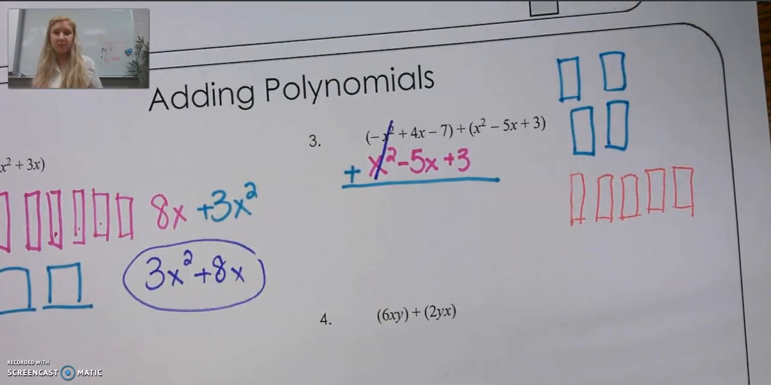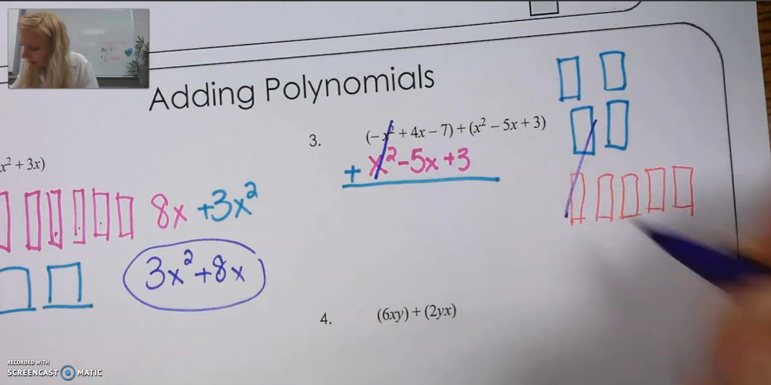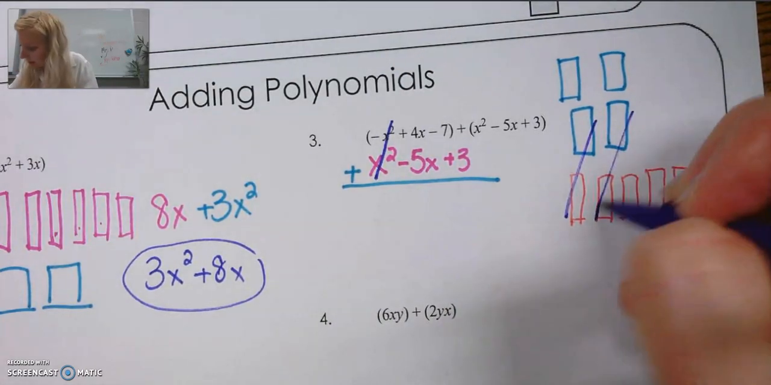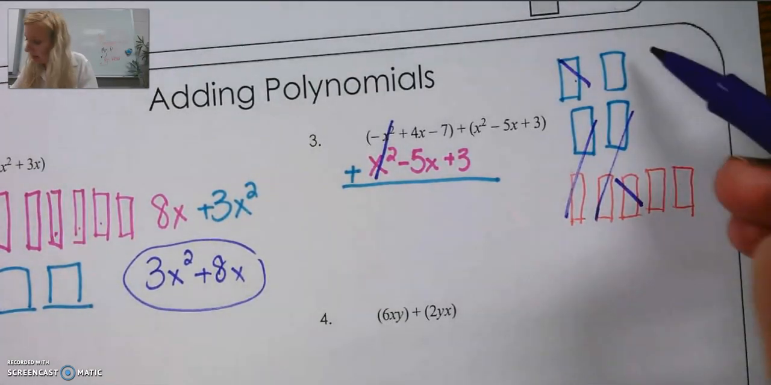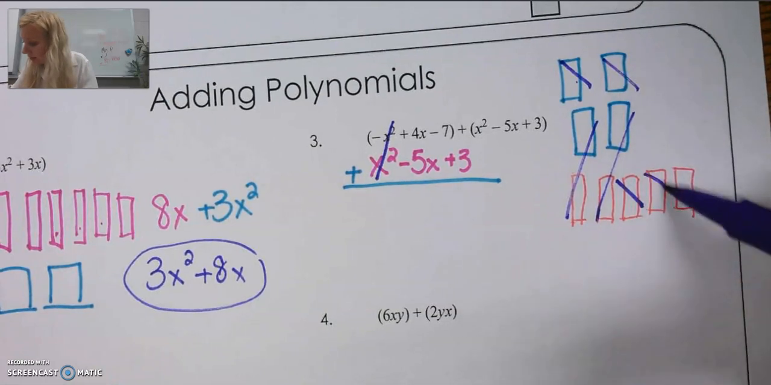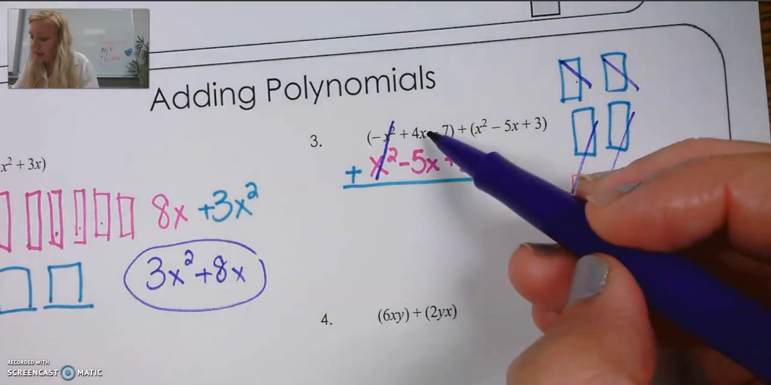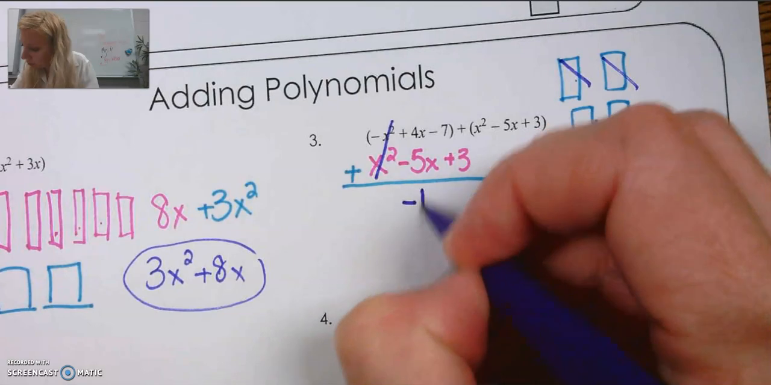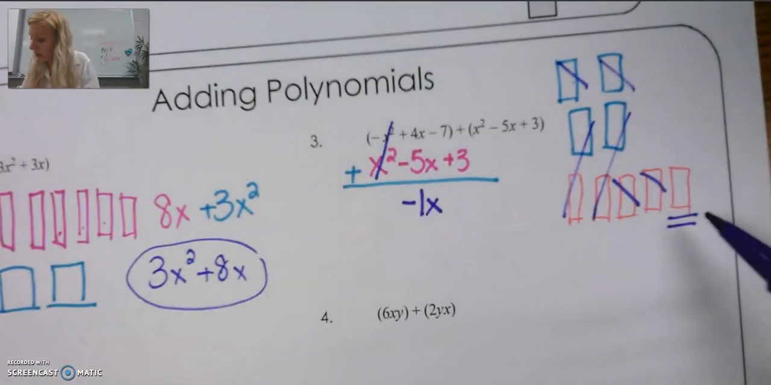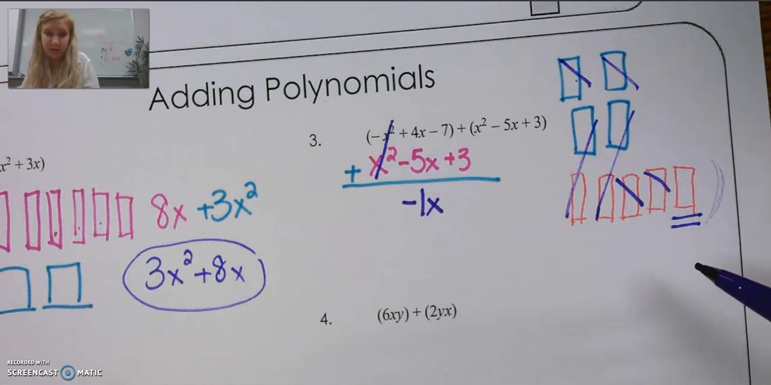So, using the same idea of zero pairs, a positive x and a negative x would eliminate. Positive x and negative x eliminate. They make a zero pair. A positive x and a negative x, again, they eliminate. Positive x and negative x eliminate. So all I am left with is 1x. If I take a positive 4 and I subtract 5, I am left with a negative 1x, or just a negative x, which is what I have here. Remember, the red tiles are always negative.